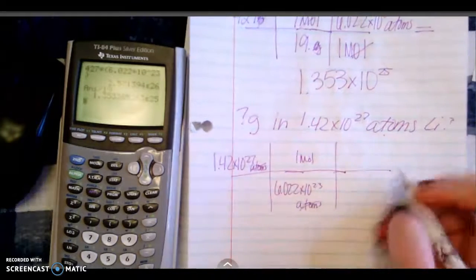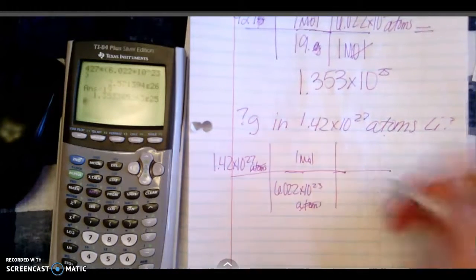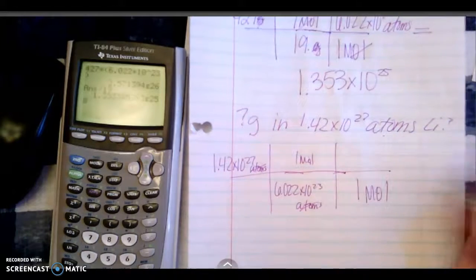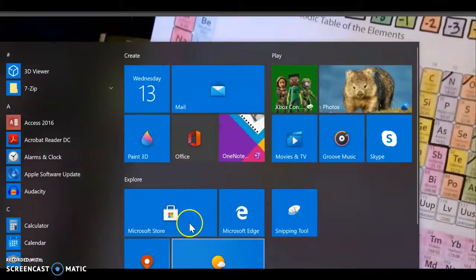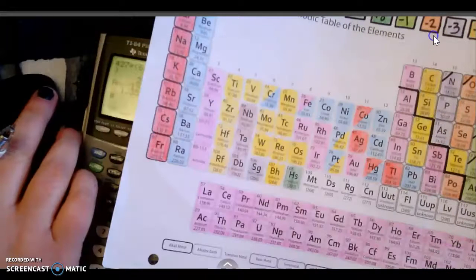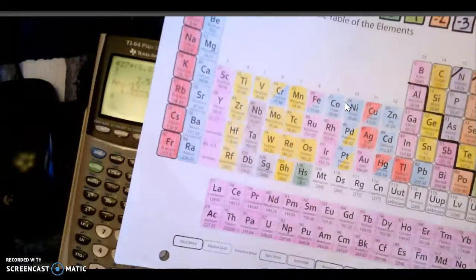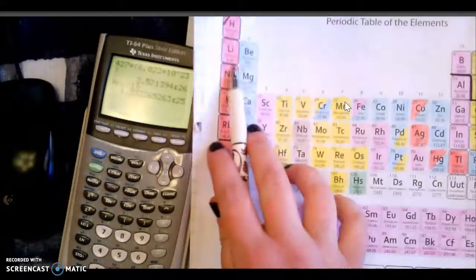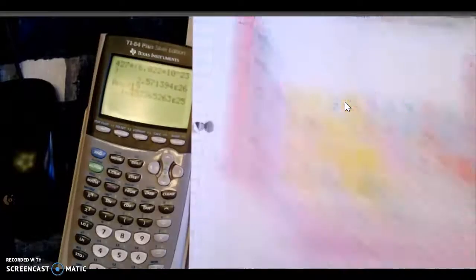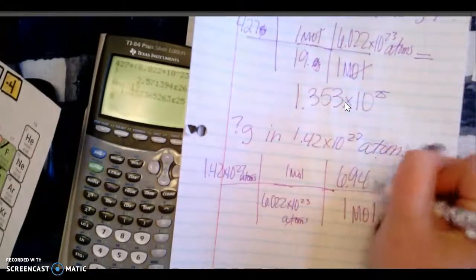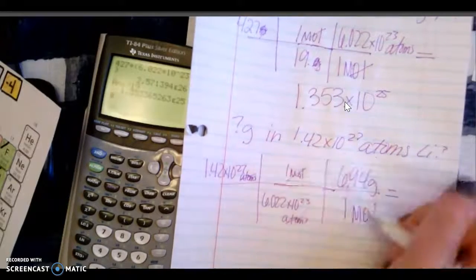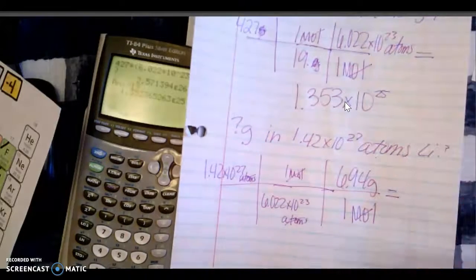So I can go from moles to grams. If I have moles here, I've got to have moles down here. I know that 1 mole of lithium is 6.94 grams. Moles will cancel, and I'm looking for grams, so I can hit enter.